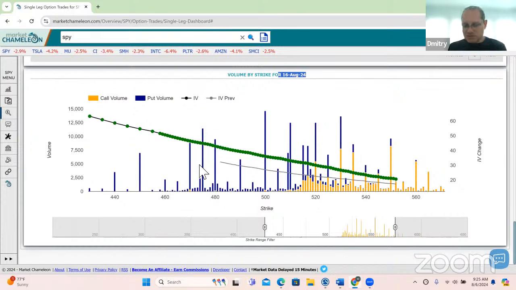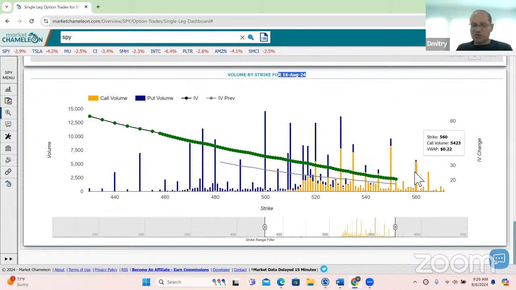And what we see here is we have different strikes in the August 16th expiration, and we see the distribution of trading volume. The bars represent the total volume on that strike, calls plus puts. The calls are in the yellow bar. The puts are in the blue bar. So if we see a very big yellow bar and a small blue bar, it means most of the volume was in the calls, and vice versa.